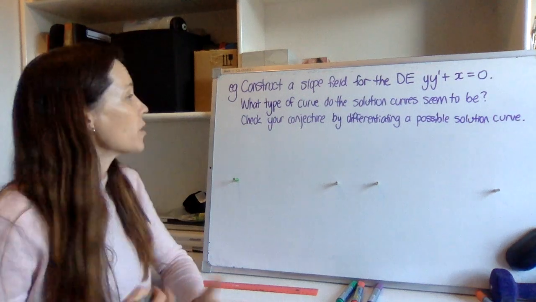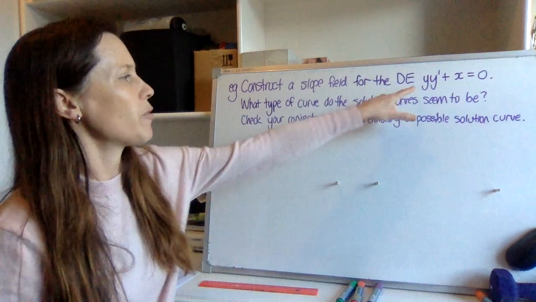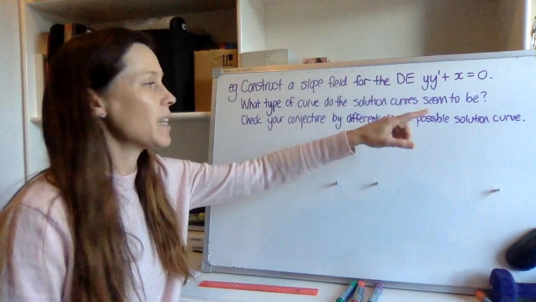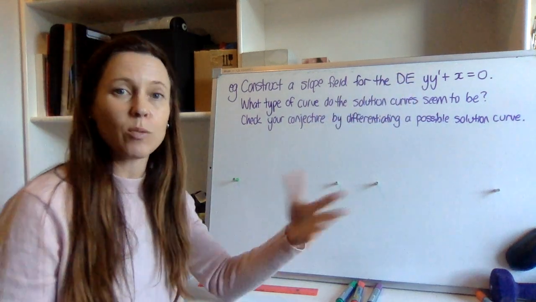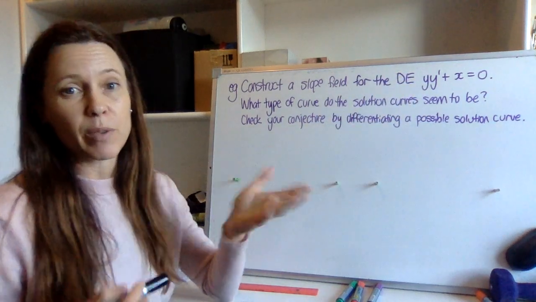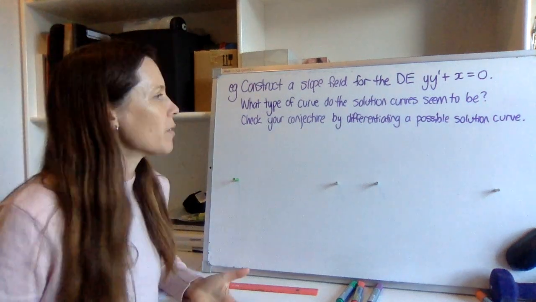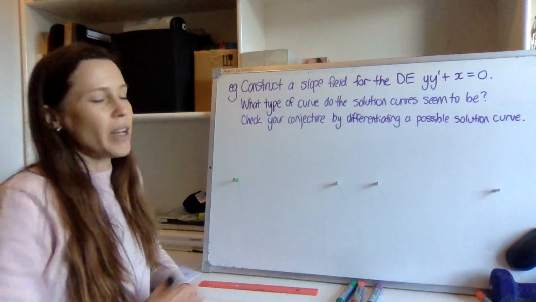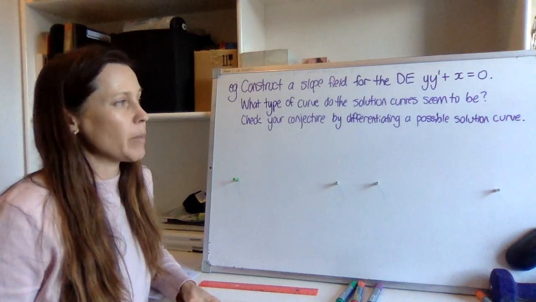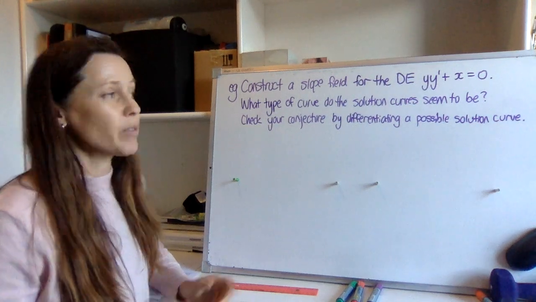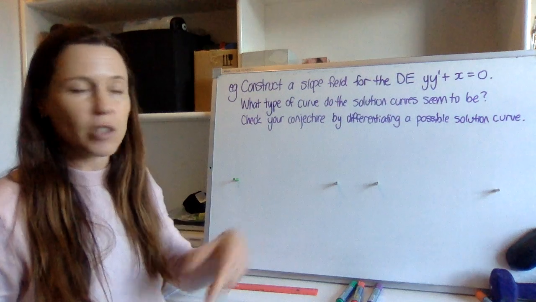In this example, we need to construct a slope field for this differential equation. Now, you'll notice straight away that it's not in the form y dash equals something, so we might need to start by rearranging it. Then we need to look at what type of curve the solution curves seem to be, and check our conjecture by differentiating something we think might be a possible solution curve to see if it actually gives us this differential equation.